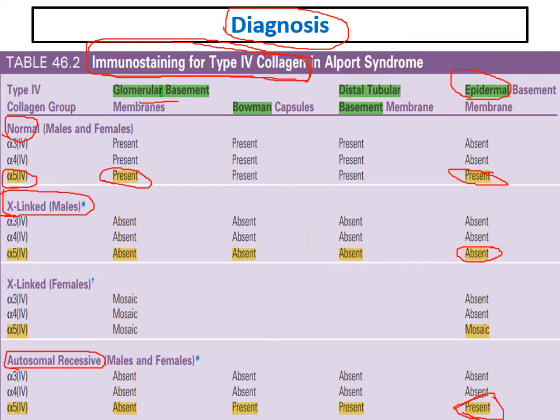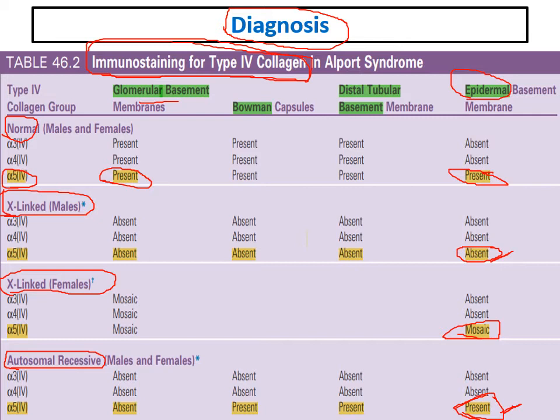if we do a skin biopsy, if you have a patient with hematuria and proteinuria, and you suspect Alport syndrome, how do you differentiate between X-linked and autosomal recessive? In X-linked, in the skin biopsy, the staining for alpha 5 chain of type 4 collagen is absent, but in autosomal recessive it is present. Don't forget this. In X-linked females, remember one word: mosaic appearance. Mosaic appearance is very characteristic for females with X-linked disorder.